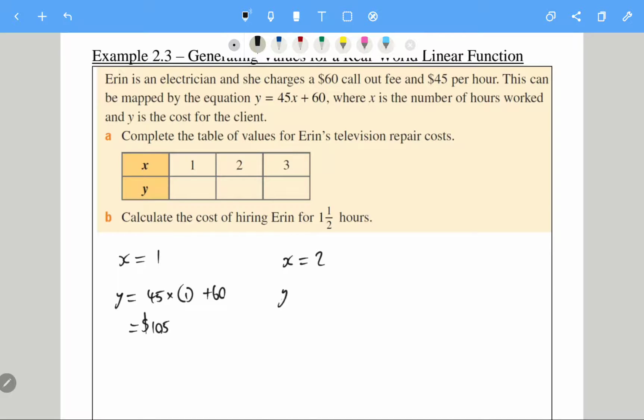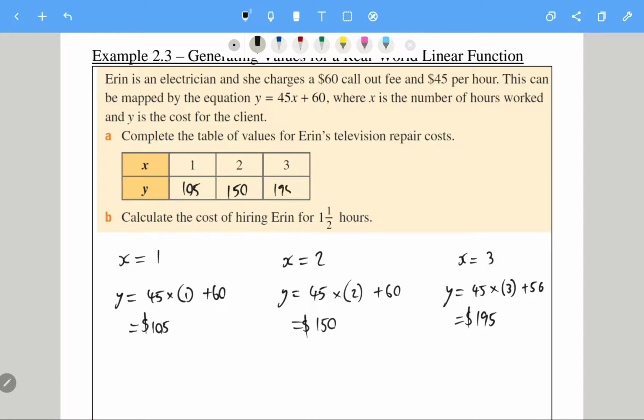X equals 2. We're going to get y is equal to 45 times 2 plus 60, which is going to be 150. And for x equals 3, we're going to get y is equal to 45 times 3 plus 60, which is $195. Alrighty, so now I can just copy the answers and put them underneath the x value that was their partner. Alrighty, there we go, completed the table.